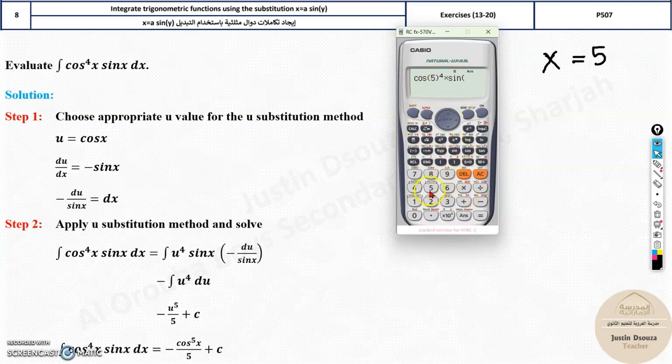Now sine x is phi. The answer is negative 6.208, and it goes on into 10 to the power minus 3. So it is 1, 2, 3. So it is negative 0.00628 and so on. But anyways, this is there, so it's fine.